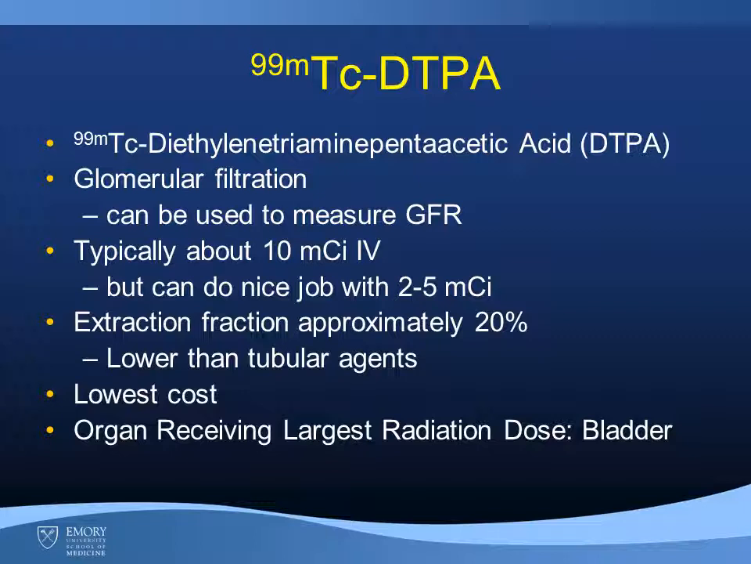First, there is Tc-99m DTPA. This is a glomerular filtration agent, and it can actually be used to measure GFR. Typically, we administer about 10 millicuries IV, but one can do a nice job with about 2 to 5 millicuries, and this is in an adult. The extraction fraction from the plasma to the kidneys is approximately 20% with this radiotracer. Now, this is lower than the tubular agents we'll also be discussing. This radiotracer is the lowest cost, and the organ receiving the largest radiation dose is the bladder.